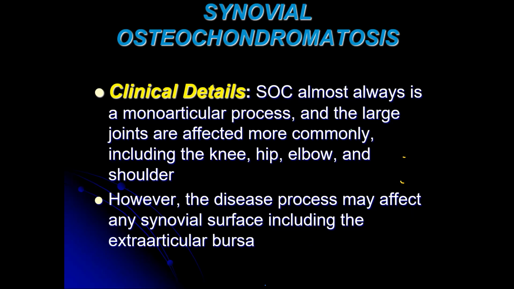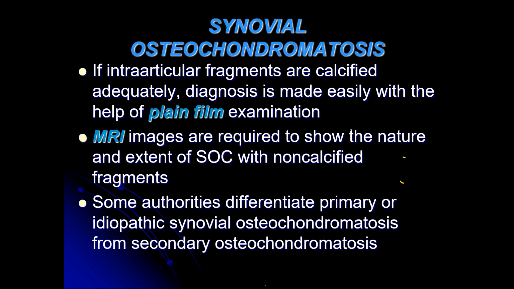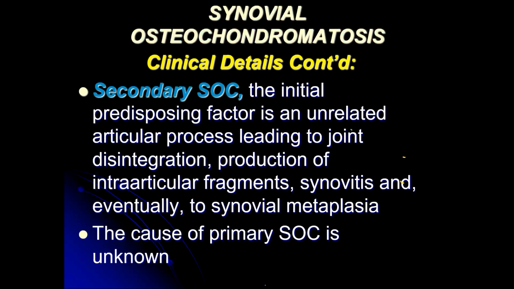It is almost always monoarticular, and the large joints are affected more commonly, including the knee, hip, and shoulder. However, the disease process may affect any synovium, including extra-articular bursae. These have intra-articular fragments shown on plain films and MRI, which help differentiate primary or idiopathic synovial osteochondromatosis from secondary osteochondromatosis. In secondary, the initial predisposing factor is an unrelated articular process leading to joint disintegration, production of intra-articular fragments, synovitis, and synovial metaplasia. I have had a few cases like this that ended up having a total knee joint replacement.